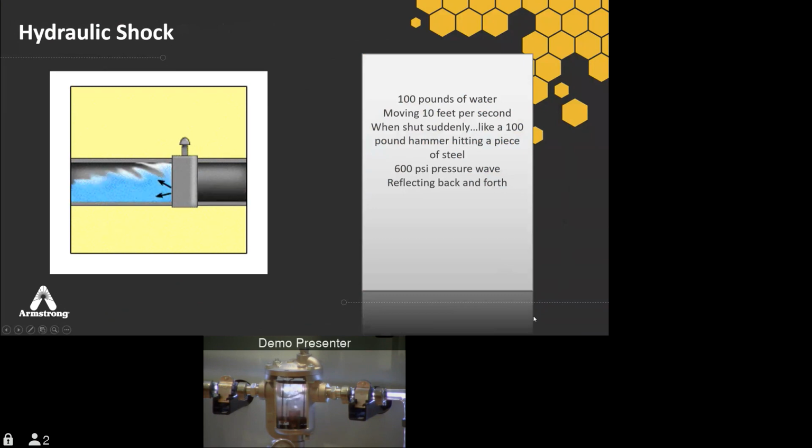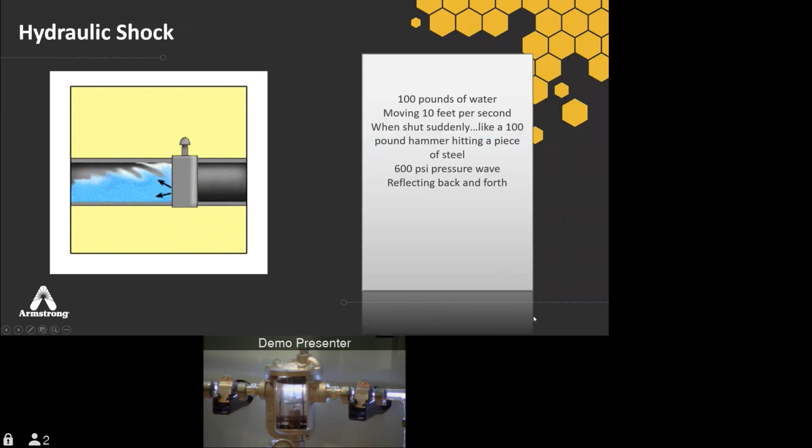Now, hydraulic shock doesn't require a biphase system to occur in, and a biphase system is just where you have a mixture of a gas and a liquid. So in this case, it would be live or flash steam along with condensate. But again, hydraulic shock doesn't need a biphase system. It just needs a constant flowing column of water.